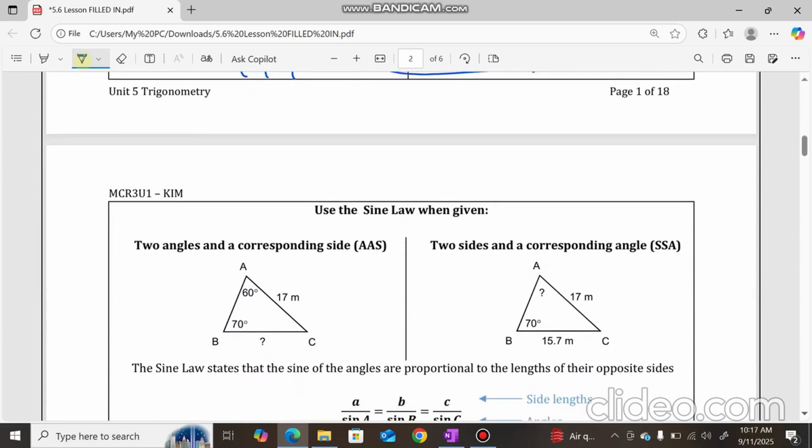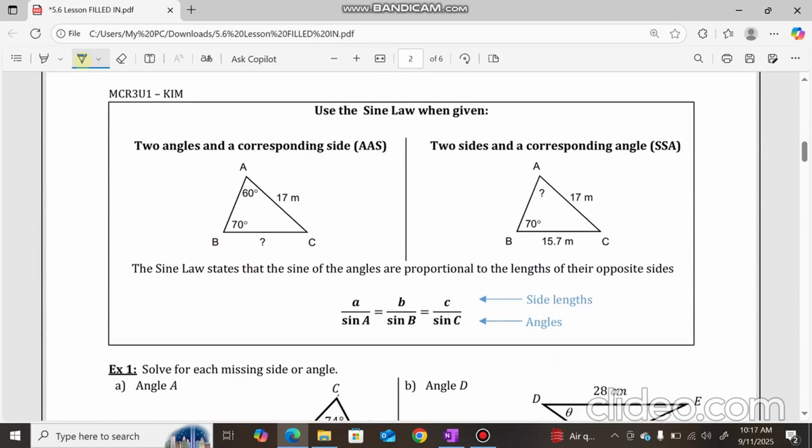Now let's see what the sine law is when the triangles are not right angles. Here you can see there are two types of triangles, this figure and this figure. They both are not right triangles. Here two angles are given and one side is given, so this is angle side angle. If two angles and one side are given, we will use the sine law. And here two sides and one angle are given, that means we're going to use the sine law.